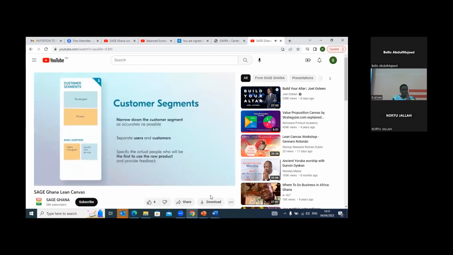We should start by defining the target customer. Many startup founders suffer from a common misconception called "everybody needs my product." Narrow down the customer segment as accurately as possible. You'll be able to expand it later on if you blossom out.